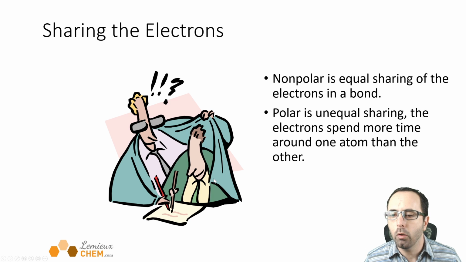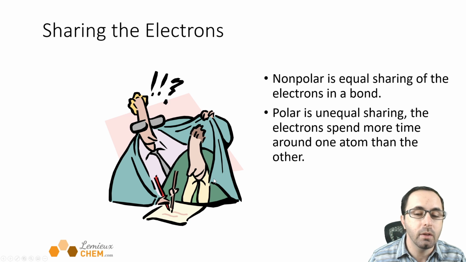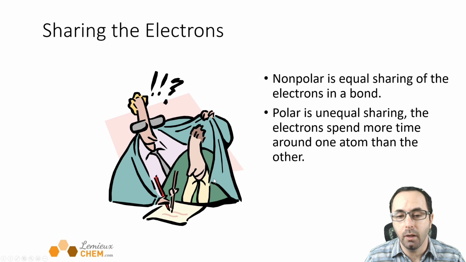Non-polar means that when you have a non-polar bond, the electrons are shared equally. So if you have two of the same atom bonded to one another, they're going to share the electrons equally. Neither one will pull on the electron any harder than the other. But polar is unequal sharing. So when one atom has a higher electronegativity than the other and is pulling electrons its way.